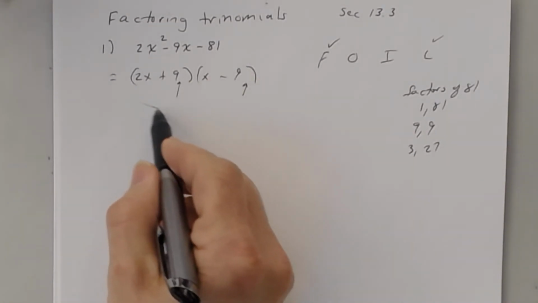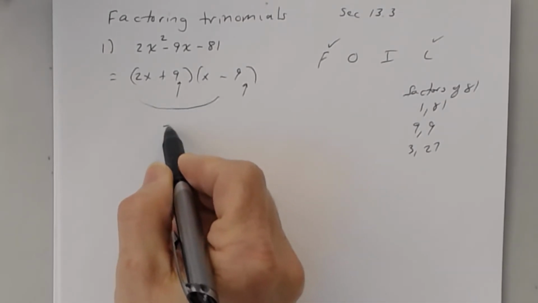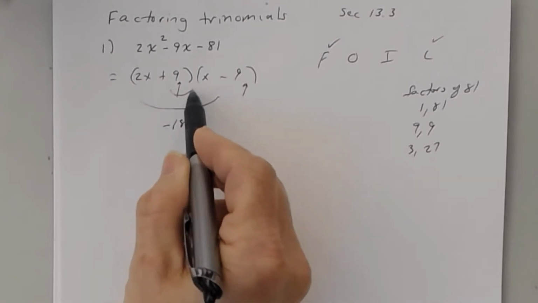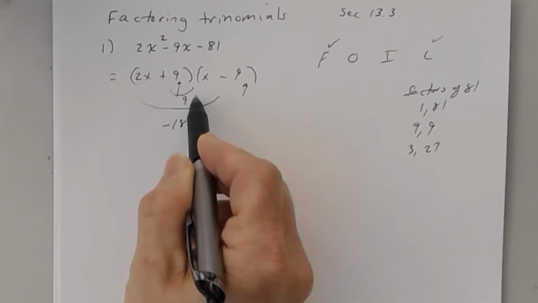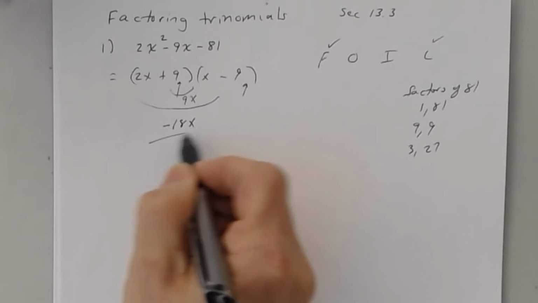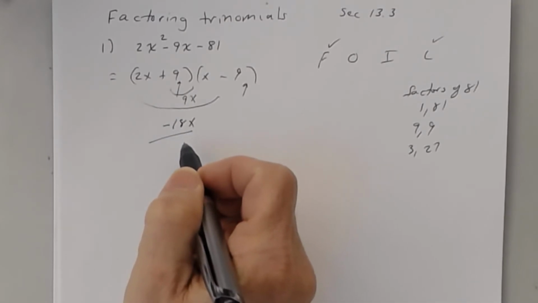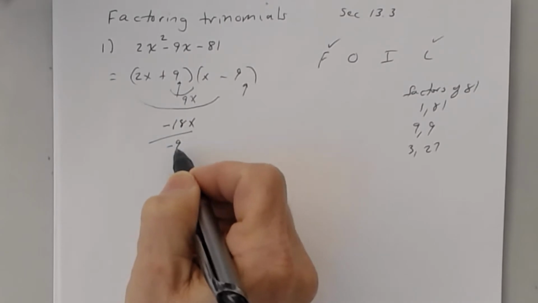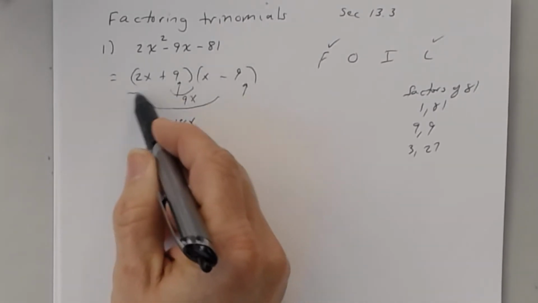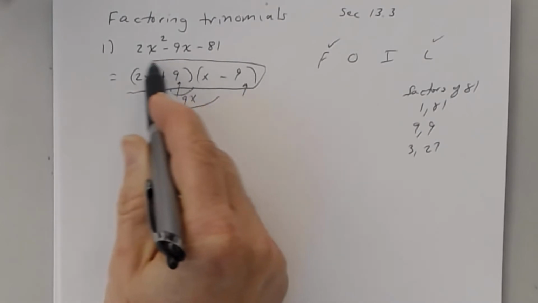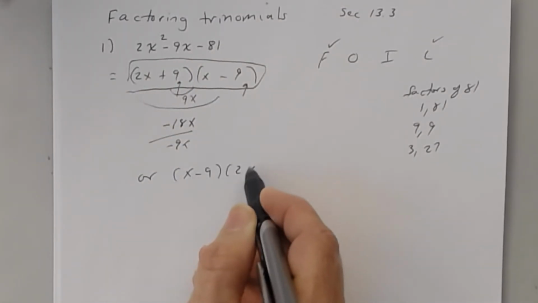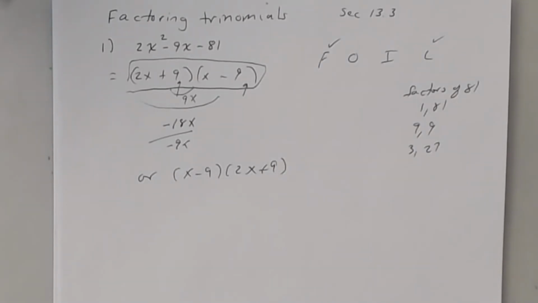All right, well, let's check. What's the outer? 2x and 9. Negative 9. Negative 18x. What's the inner? Come on, you better know how to FOIL that, you had that last semester. 9x. And when you add them up, what do you get? Negative 9x. Is that what you wanted? Yes. Yeah, so that's correct. What I have is correct. Now, again, could someone else have said x minus 9 times 2x plus 9? Yes. Yeah, because the order in which you multiply does not matter.